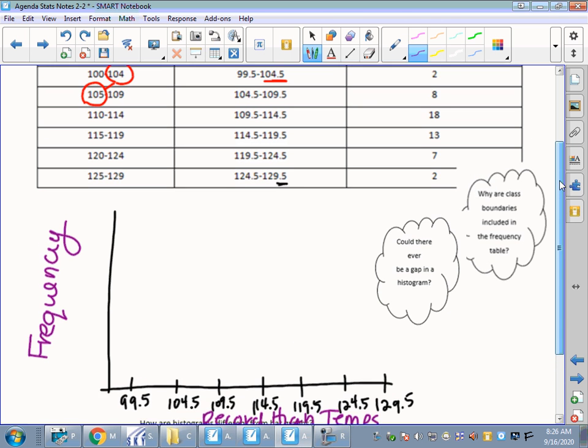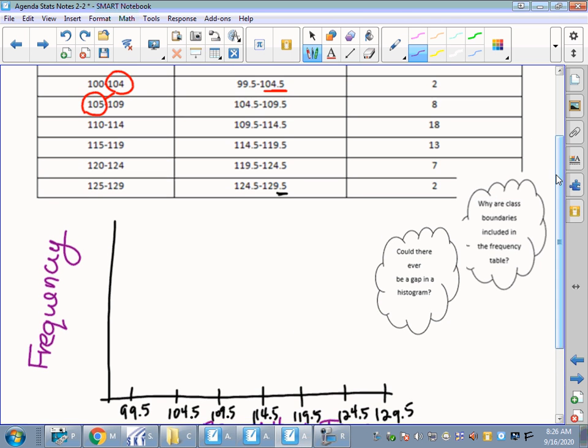So when I look at my frequencies, they go from 2 up to 18. So I keep that in mind. Maybe I'll say this is 20, this is 10. Oops. I'll count by 2s. 2, 4, 6, 8, 10. There we go. You'll get better at that as you go. And then I'm going to start making my bars. So this is the most important part. My first class boundary from 99.5 to 104.5 is 2. So my first bar, remember I counted by 2s.